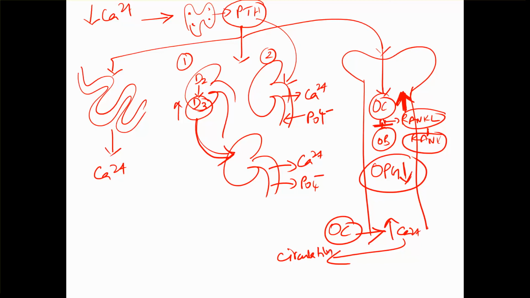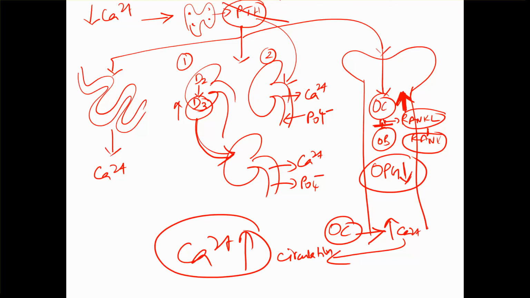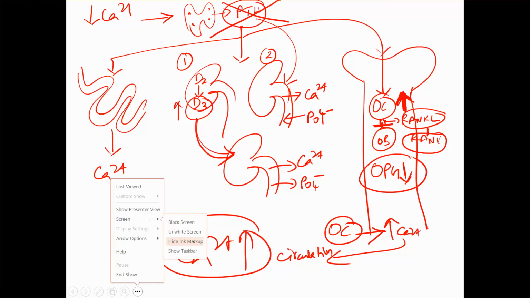Okay, they increase the calcium in the circulation, and now the calcium level is going up. Then the calcium becomes normal, then the parathyroid hormone is stopped. So this is what happens in the calcium homeostasis and phosphate homeostasis. So let's discuss some conditions, then you will understand.